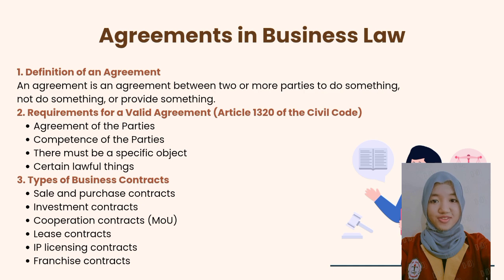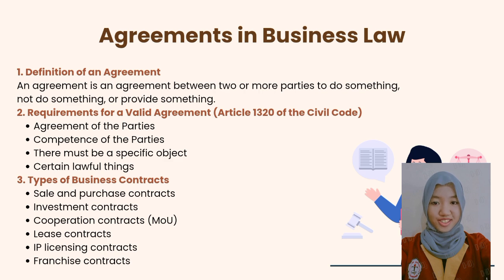2. Capacity of the parties. Parties entering into an agreement must be adults, of sound mind, and possess legal authority. 3. The existence of a specific object. The agreement must clearly state what is being agreed upon, for example, goods, services, or a form of cooperation. 4. Lawful cause. The contents of the agreement must not conflict with law, morality, or public order. If any of these conditions are not met, the agreement may be deemed void or may be rescinded.